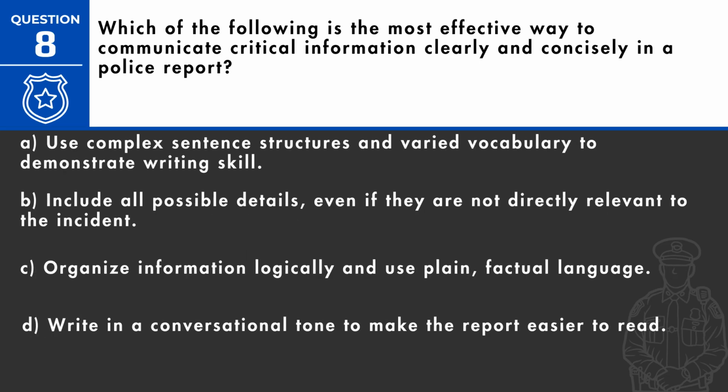Question 8. Which of the following is the most effective way to communicate critical information clearly and concisely in a police report? A. Use complex sentence structures and varied vocabulary to demonstrate writing skill. B. Include all possible details, even if they are not directly relevant to the incident. C. Organize information logically and use plain, factual language. D. Write in a conversational tone to make the report easier to read.